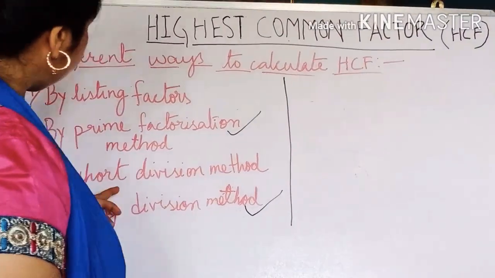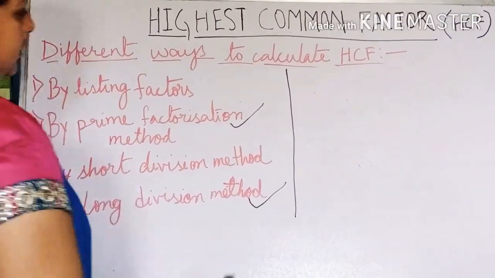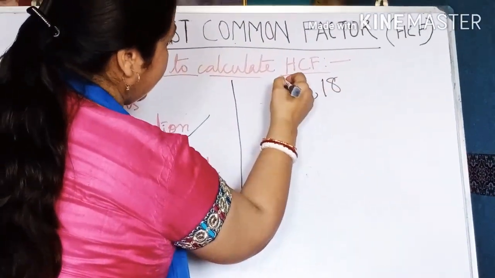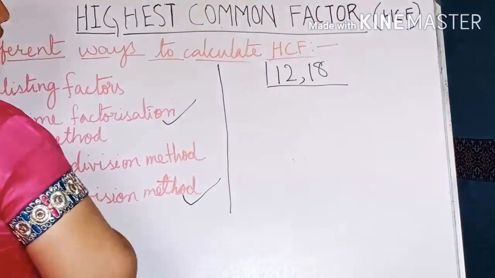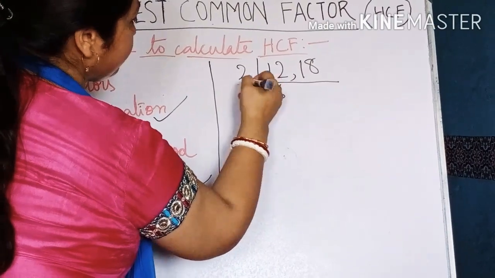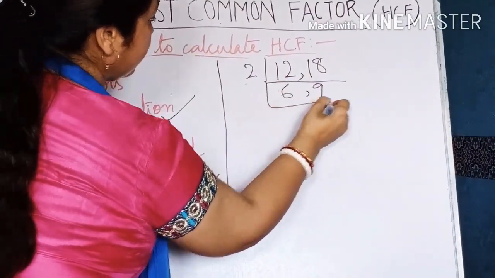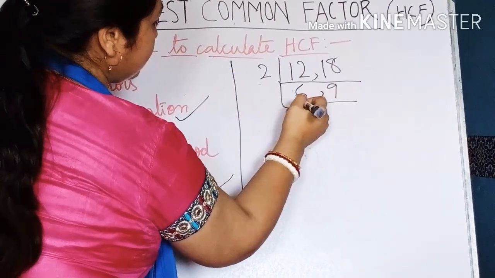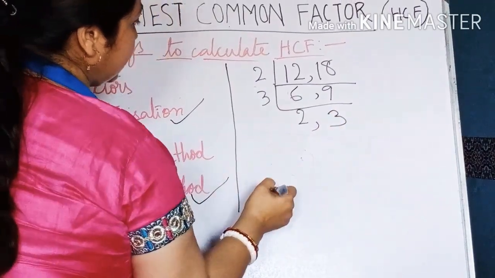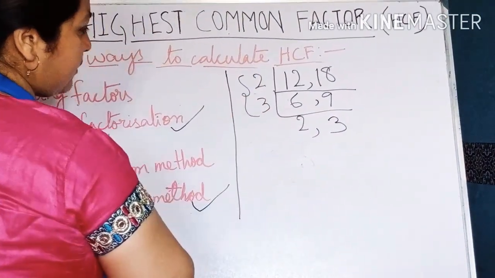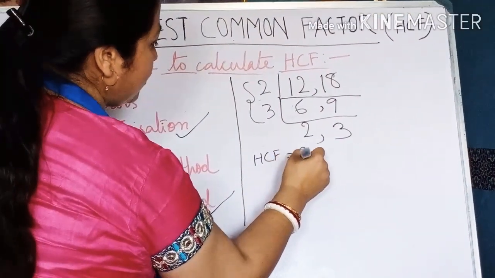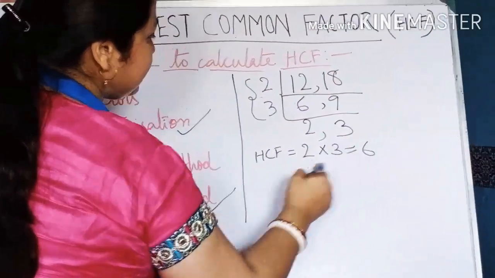Okay. So we have this short division method. What is the short division method? We will be writing this 12 and 18 side by side, and we will see which is the common prime number by which they are divisible. Common factor. Let's start with 2. 2 6s are 12. 2 9s are 18. Again, both the numbers are divisible by 3. So 3 2s are 6, 3 3s are 9. We know that this side shows us the common factors. So what will be the HCF? HCF is 2 into 3, that is 6.